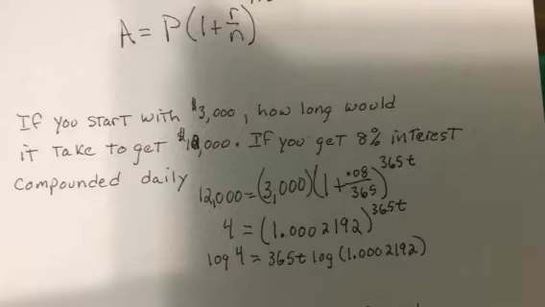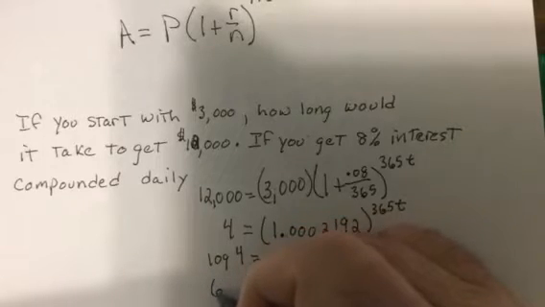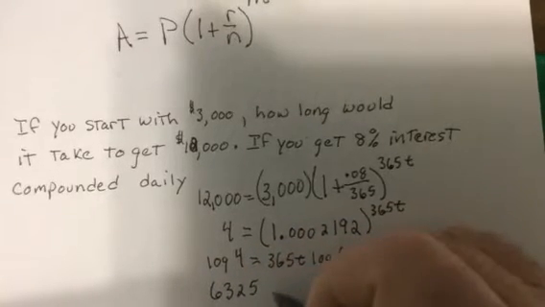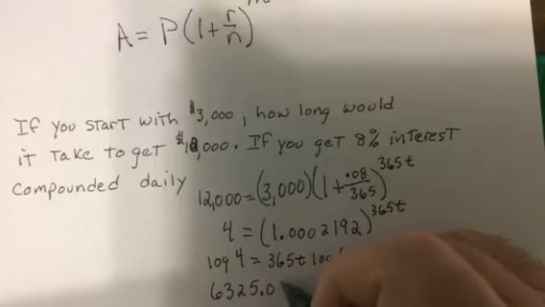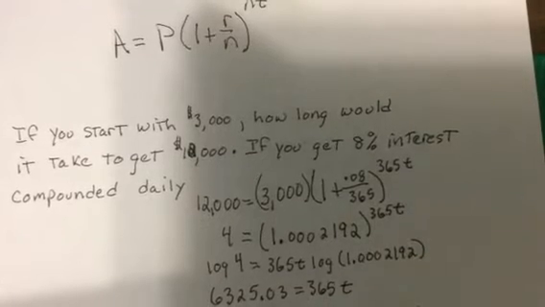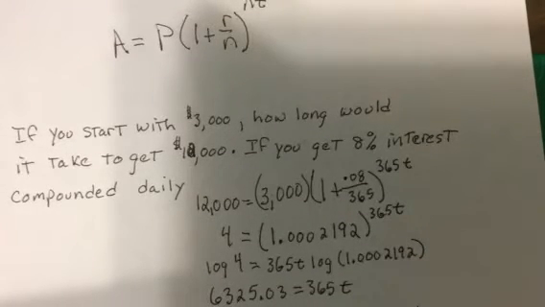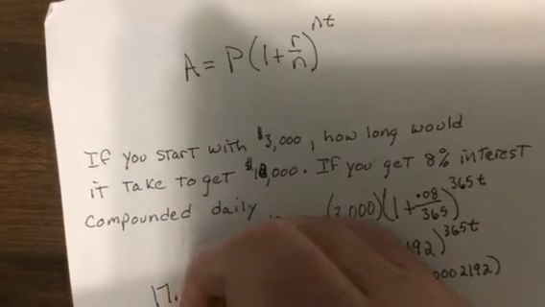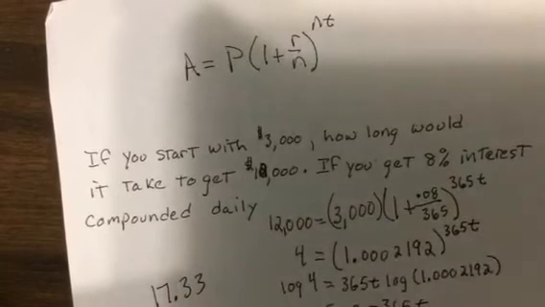So I'm going to take the log of 4 and divide it by the log of 1.000219, and I get 6325.03. Then I'm going to divide that by 365. And I get 17 years. About 17 and a third years.